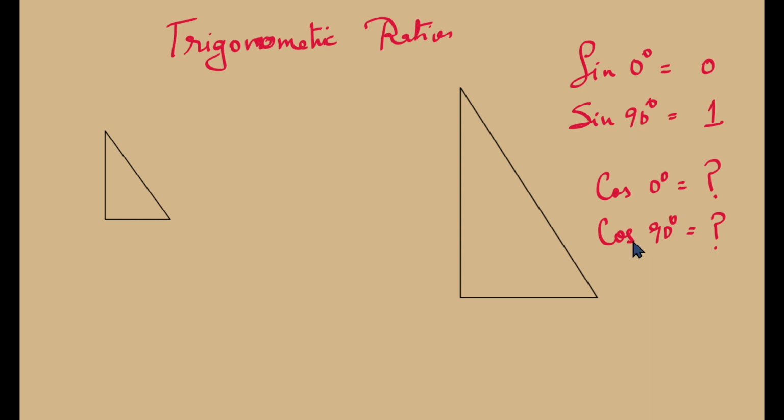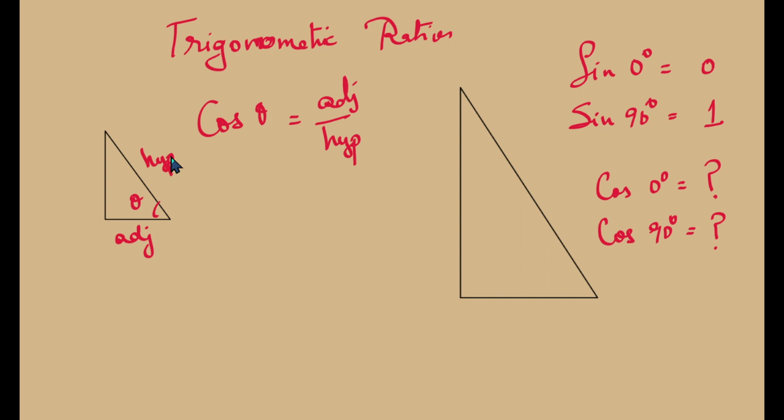Now let us find out what is cos 0 degrees. How is the cosine of any angle defined as a ratio? It is the adjacent side by the hypotenuse. The cosine of any angle, say theta, is the length of the adjacent side, the one which is adjacent to theta, divided by the length of the hypotenuse. This gives you the value for cos theta.